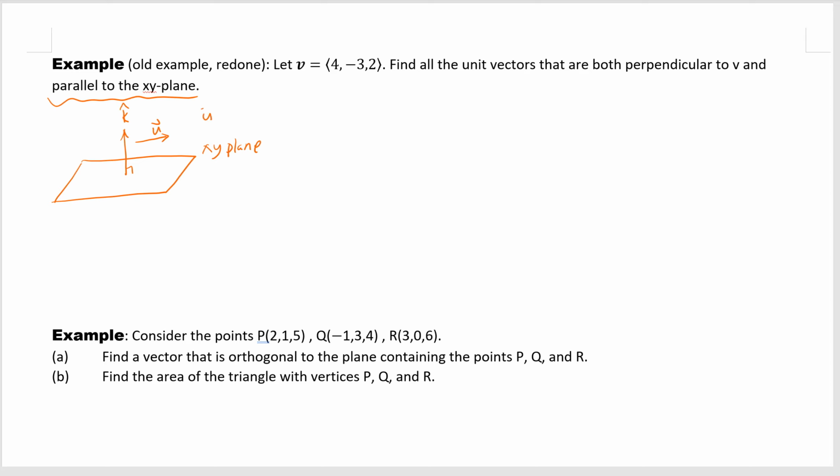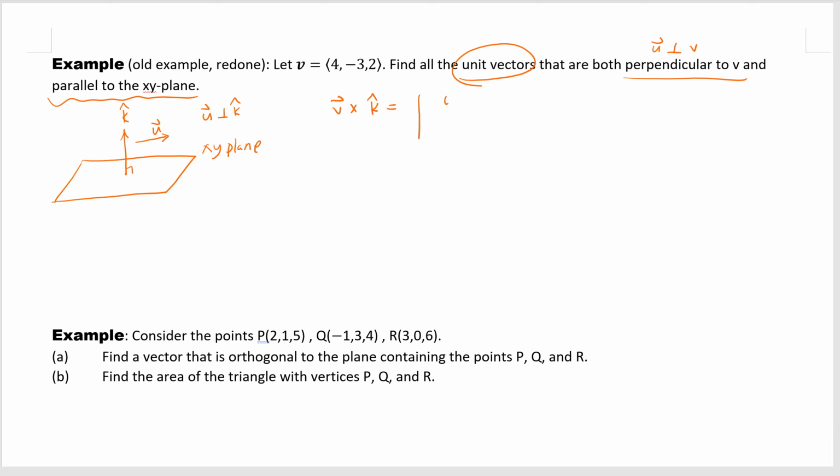So U must be perpendicular to vector K. Now we want to find U that is perpendicular to V, and U is perpendicular to the vector K. And U is a unit vector. So how do we do it? Like in the last example, if we want to find a vector that is perpendicular to both vectors, we look at the cross product, right? So here, we can consider V cross K.